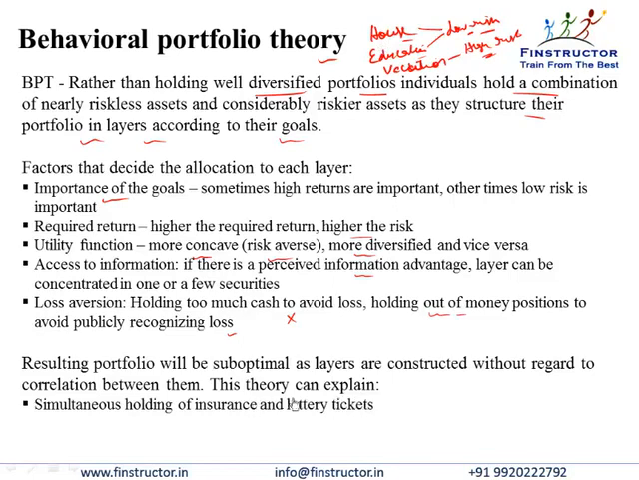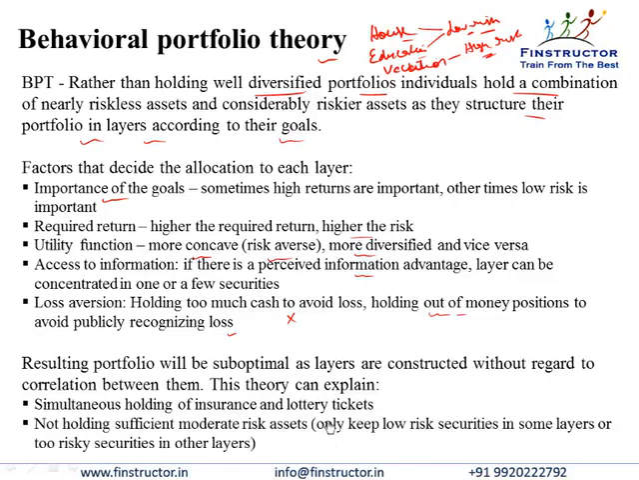This theory, however, can explain many social behaviors. So we see people buy a lot of insurance and simultaneously buy a lot of lottery tickets as well. So they are risk averse on one side and they are risk seeking on the other, not holding sufficient moderate risk assets. So our portfolios either have government bonds or they have real estate stocks or have very risky stocks. So a lot of portfolios we see have very low risk securities and very high risk securities.